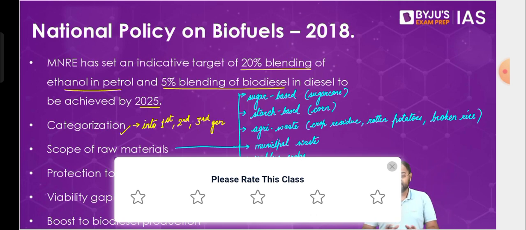So that's why the scope of raw material is very, very important to understand, that how all these things have now been properly clarified by the government, what are the sources that we can use, what are the sources that we want to use. Then protection to farmers, and this is basically about the surplus and how farmers will be protected against it.